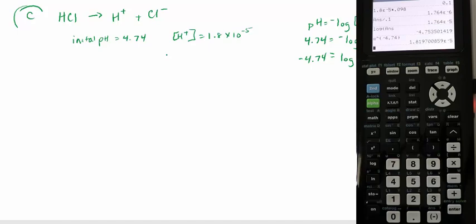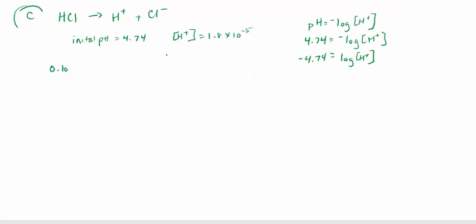Now we have 100 milliliters of this, so we need to find out how many moles. Remember the definition of molarity, 1.8 times 10 to the negative 5 means that we have 1.8 times 10 to the negative 5 moles per liter. So when we multiply it by liters, what we're left with is the number of moles of hydrogen ions that we have. Now we add in our 1 milliliter of 0.1 molar sodium hydroxide, which we calculated in B to be 1 times 10 to the negative 4 moles of OH.